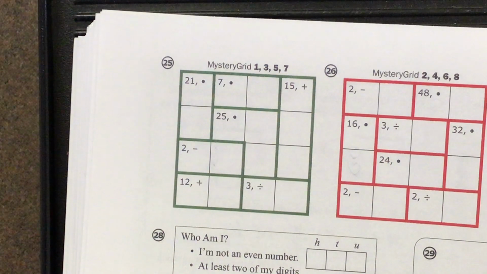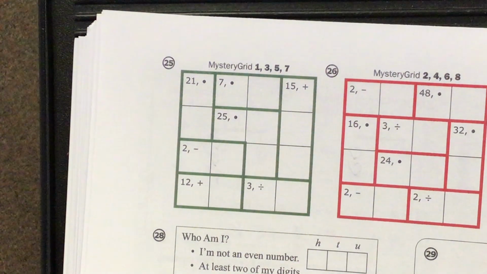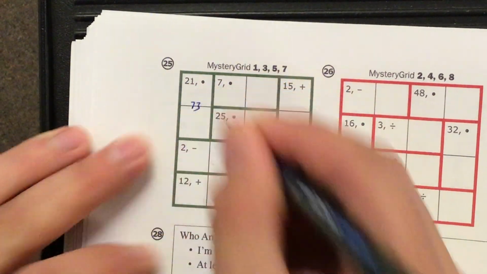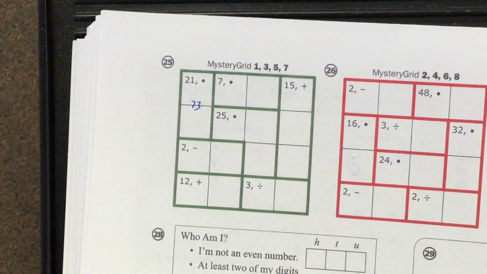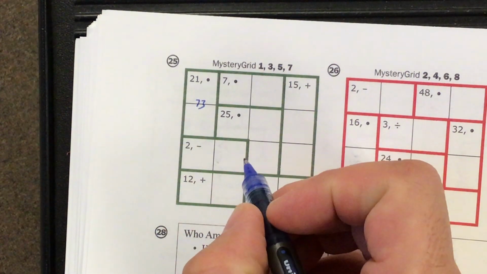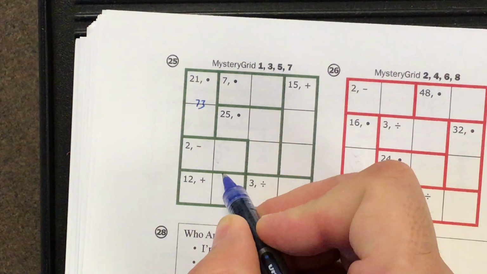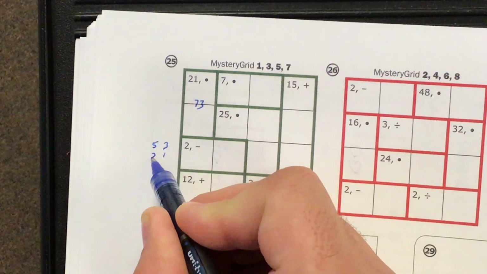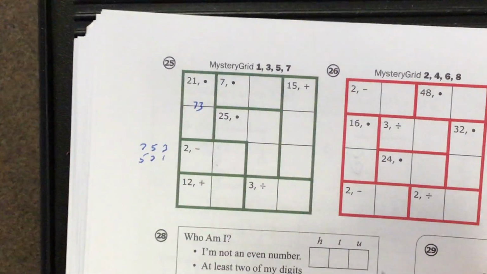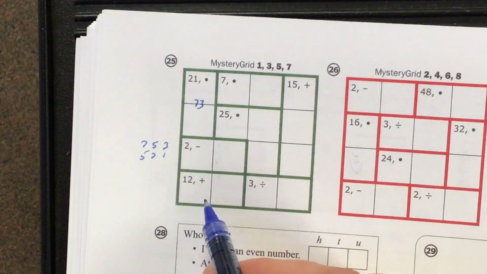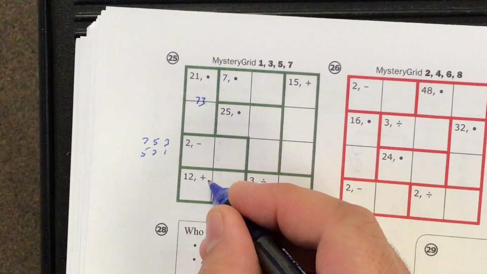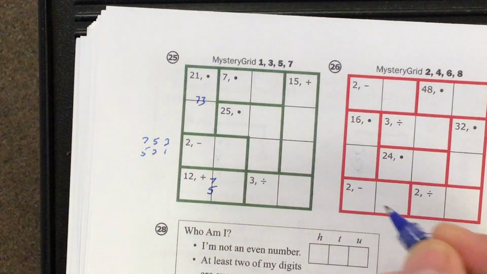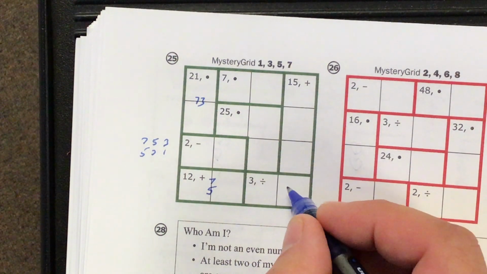2 numbers that multiply together give you 21. 7 and 3, so those 2 are going to be a 7 or a 3. How about subtract to give you 2? 3 and 1, or 5 and 3. I'm going to put them both next to it. It could be 7 and 5 as well. How about add up to give you 12? 5 and 7.